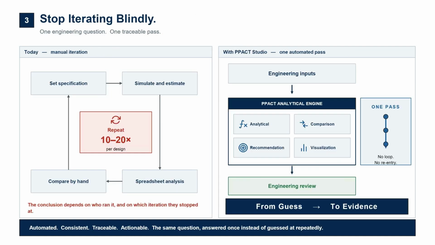Today, much of early architecture exploration is iterative and fragmented. Engineers select specifications, run estimates or simulations, move results into spreadsheets, compare alternatives, and then repeat the process. PPACT Studio reorganizes that workflow around one engineering question and one traceable analytical pass. The same inputs drive analytical evaluation, comparison, recommendation, visualization, and finally, the engineering review.